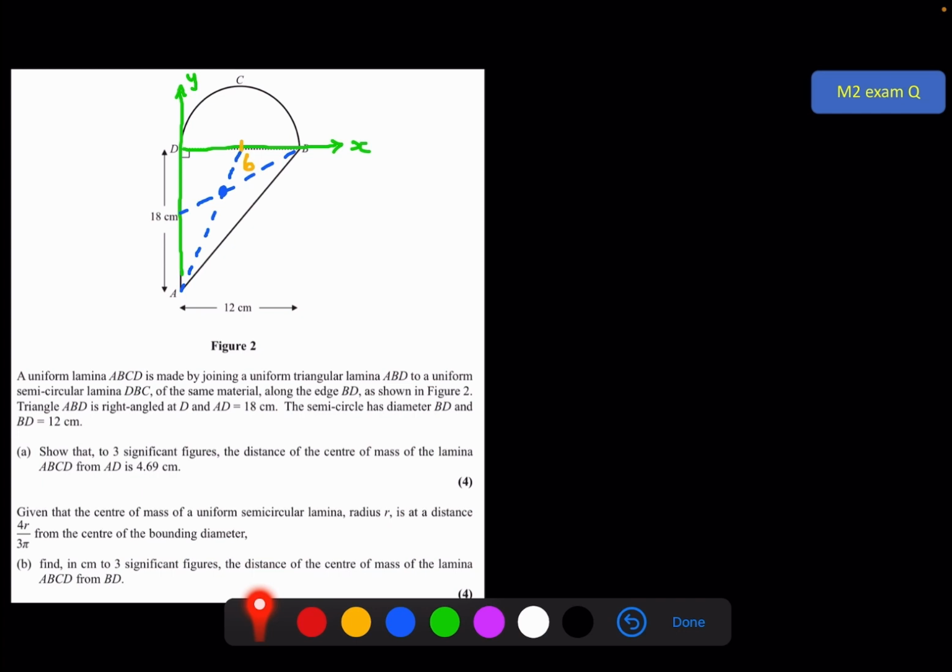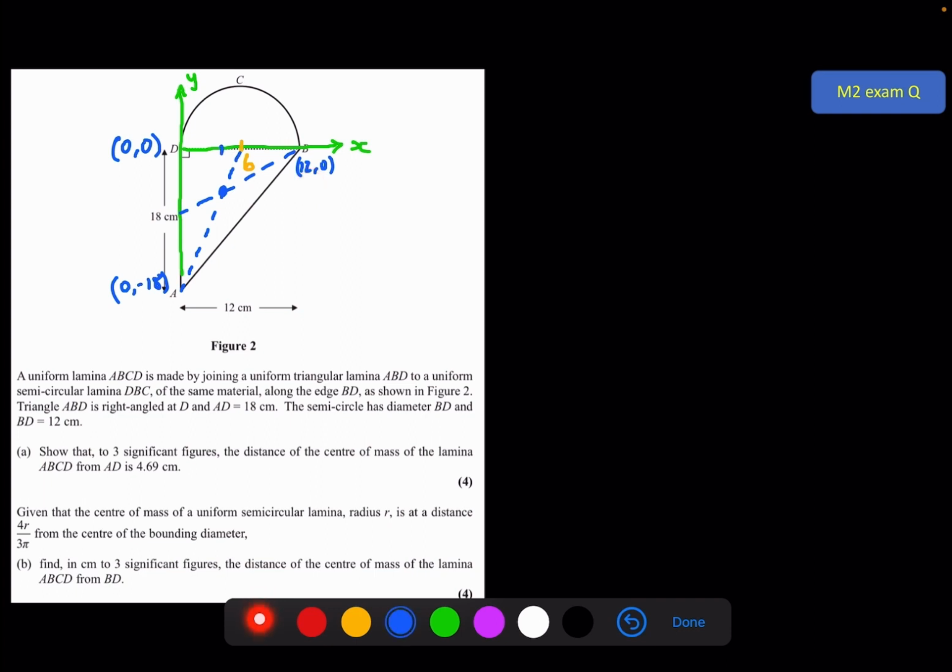Alternatively, I can use the coordinates of each of the vertices: 0, 0; 12, 0; and 0, -18. And I think I will do it that way this time. This is 12, 0. This is 0, -18. Remember it's minus just because I put the x-axis here, so everything below this point is considered negative. And D is 0, 0. So finding the average of the x-coordinates, 0 plus 0 plus 12 is 12. Divide that by 3, I get 4.